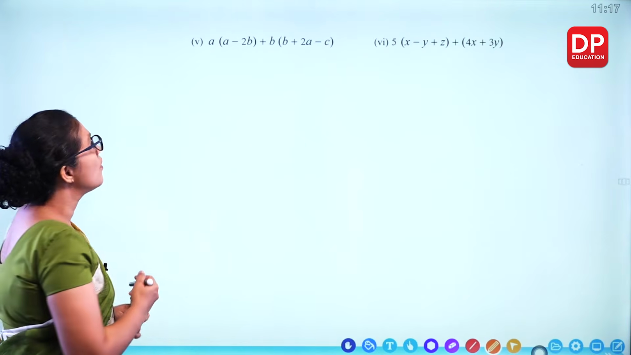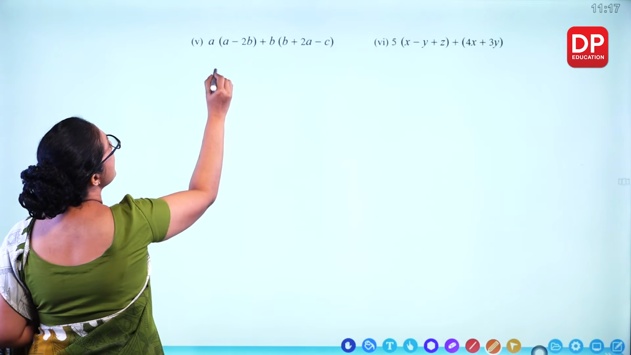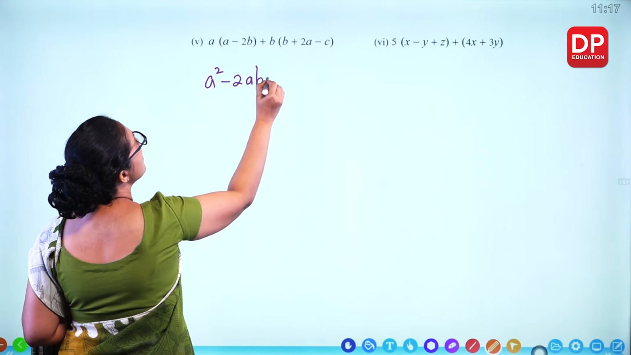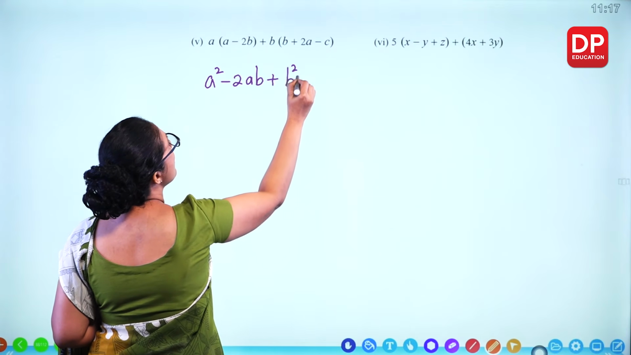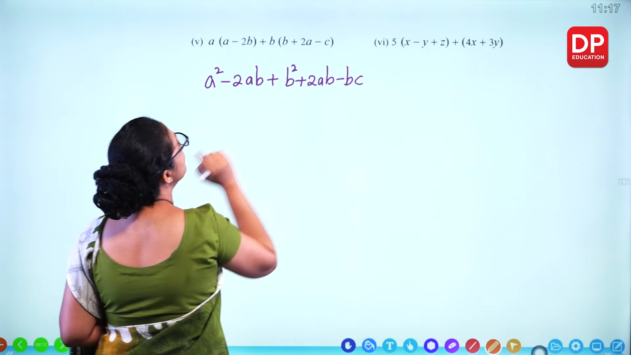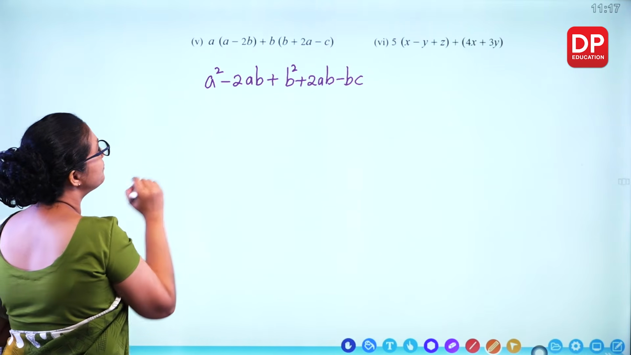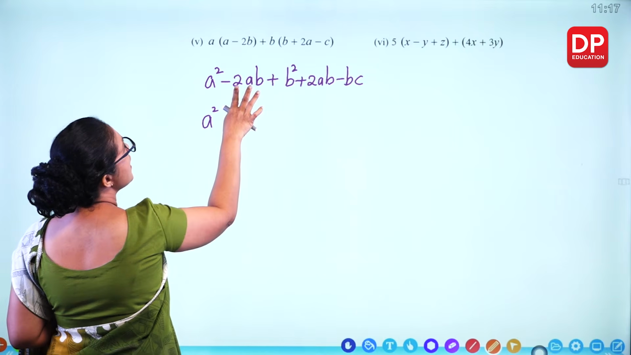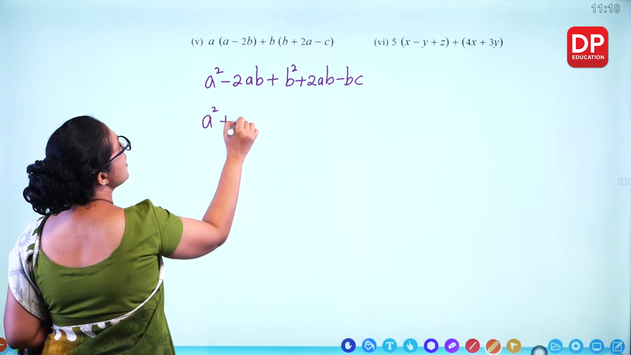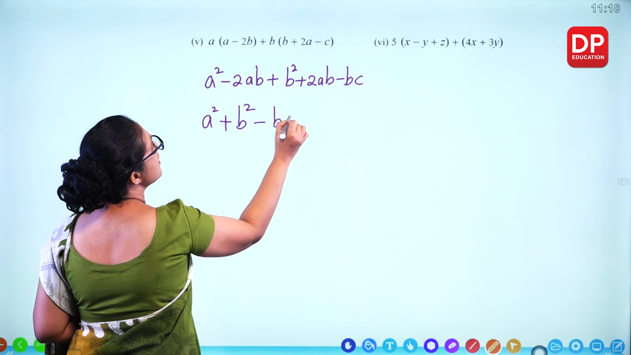This one, open brackets, a into a square, a into minus 2b, minus 2ab. Multiply by b squared, 2ab minus bc. A squared is there. Minus 2ab plus 2ab get cancelled out. So you get b squared minus bc.